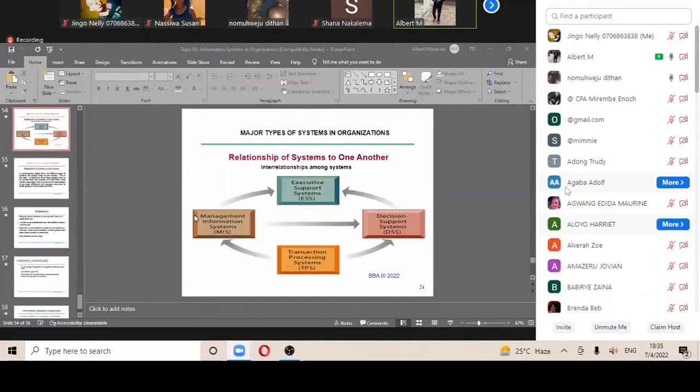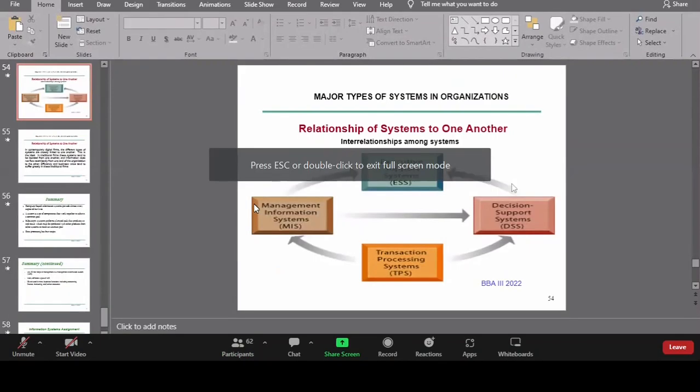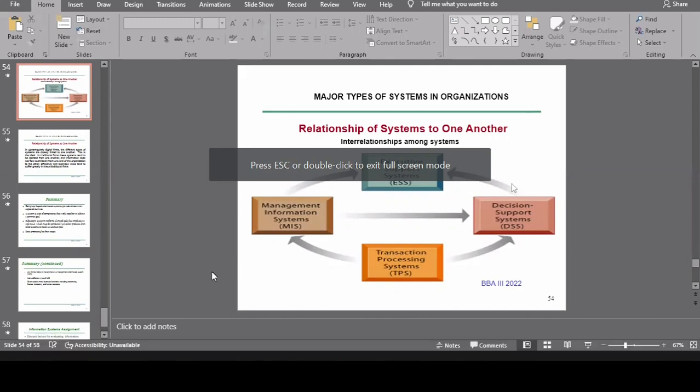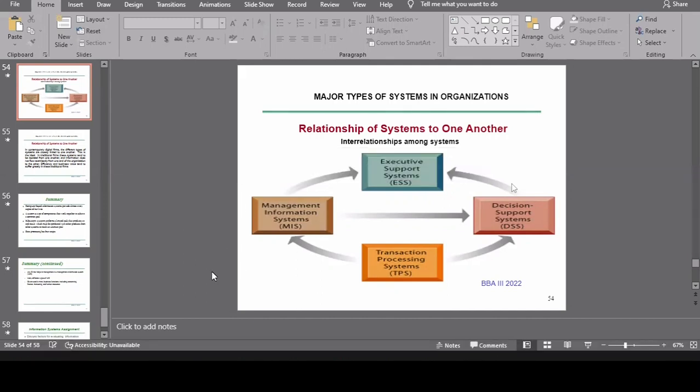Now, the transaction processing system and the management. This is where most of the work is being done. Actually, I can call it the technical level of management, the tactical ones. Now, the management information systems give guidance for decision making to be done. They say that it's the executive that will approve, or become the overall decision makers, or decision making is done at the DSS.